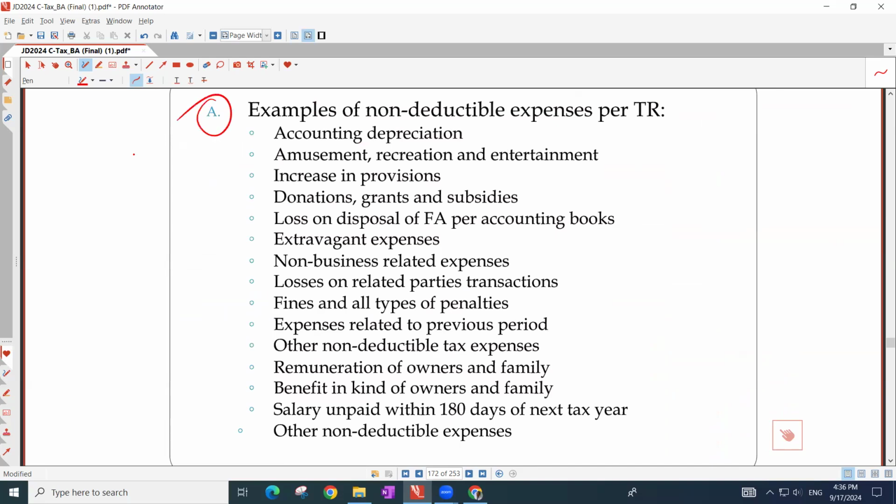Okay, so these are the non-deductible expenses that we have in the tax on income returns, that you need to add back. First is accounting depreciation. So you have to add back accounting depreciation. First thing. Next one, if we prepare the tax on income returns, all of these accounts already exist there. They are recorded there. You just fill in the numbers.